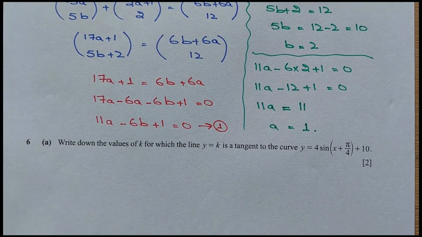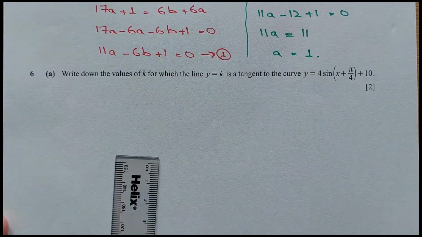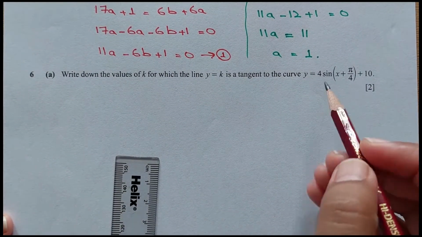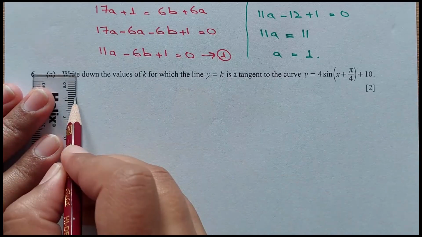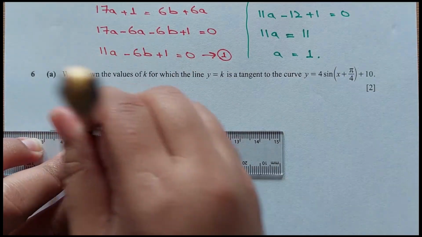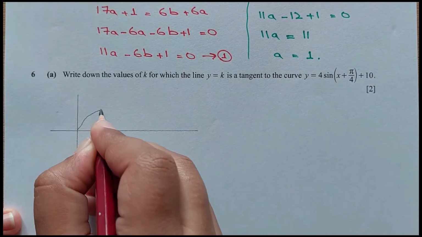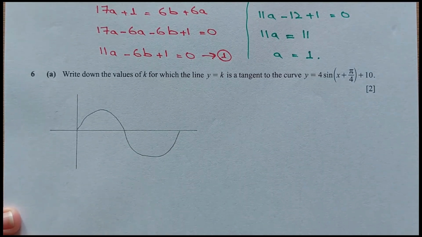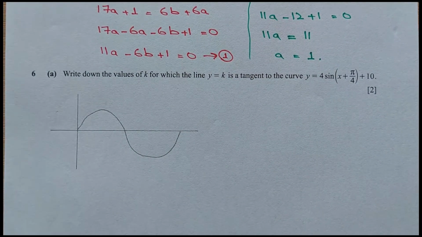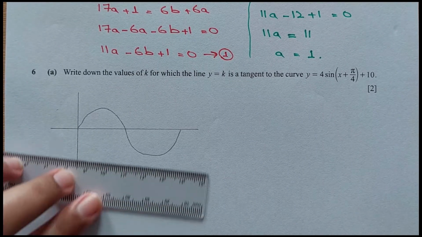Now question number 6 in a part, write down the values of k for which the line y equals k is tangent to this curve. Okay, so we have been given the sine function. If I draw the sine graph, just to visualize, the sine graph starts from the origin, just sine x. This is the sine curve, right? And a tangent is a line which touches the curve at exactly one point.